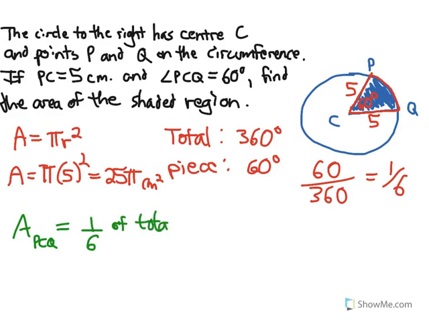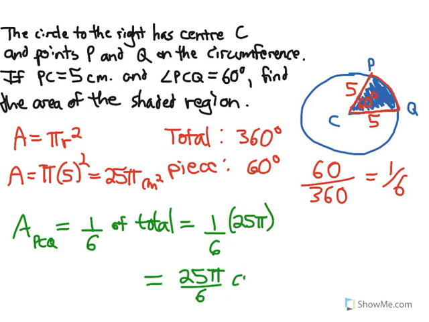And remember when we say of, in math it generally means multiply, so we're going to take 1/6 of 25 pi and say our area that we're interested in is 25 pi over 6 centimeters squared. Don't forget your units. And this is our total answer. We can't reduce 25 over 6. You could punch in pi into your calculator, but it's going to give you a messy decimal, so I would just leave this as is because it's an exact answer.